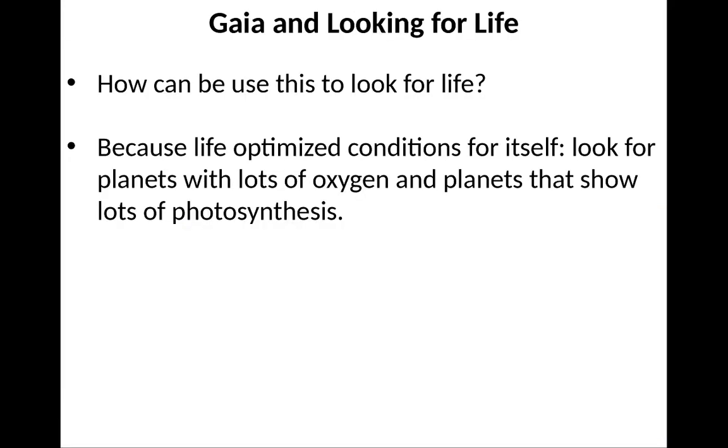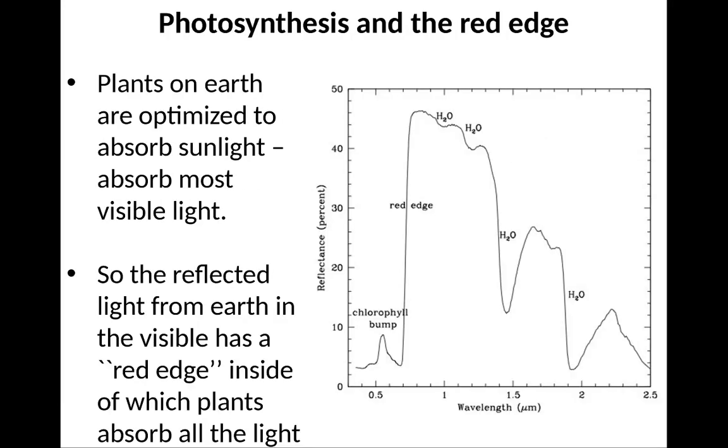So if we know about the Gaia hypothesis, how can we use this to look for life? Because life optimizes the conditions for itself, we can look for planets with lots of oxygen and planets that show signs of photosynthesis. It turns out that plants on Earth are optimized to absorb sunlight. That's probably not surprising because plants use sunlight to break up carbon dioxide and make sugars out of it.